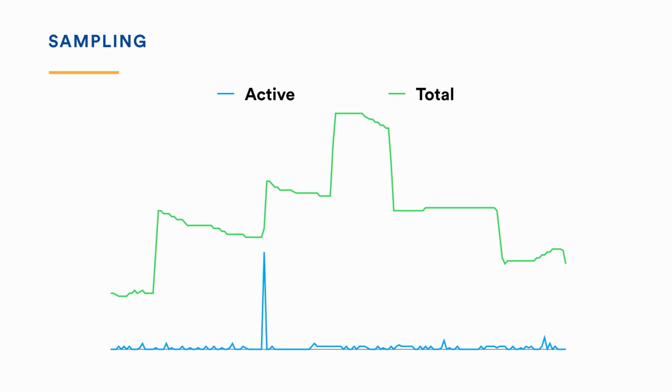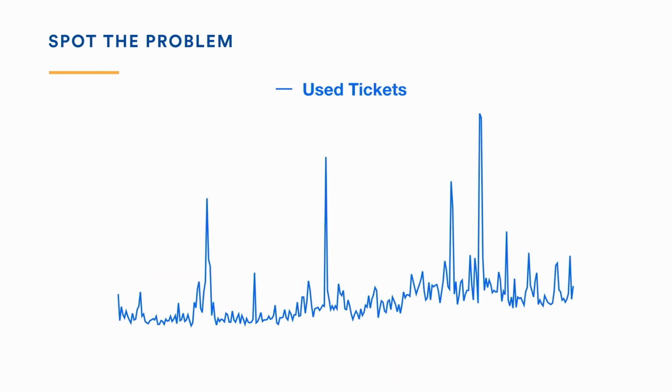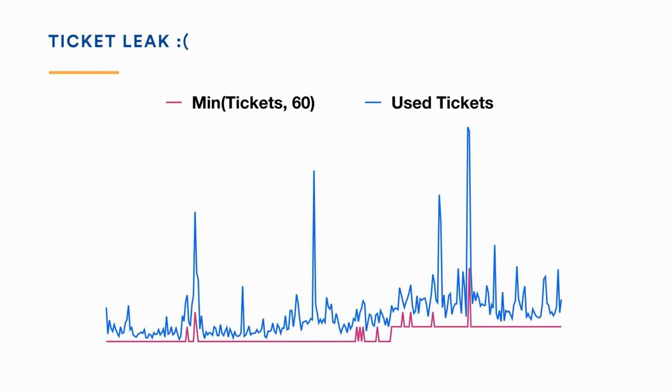The other thing I wanted to talk about: as you can see, here we have a graph of used hosting tickets. Can you spot the problem? Well, it's actually quite difficult to see that there is a problem here. But if we add a derived metric to it, it becomes quite obvious that we've actually got a ticket leak within our system. So this is a real-world example that we use on our production instance to make sure that we always release hosting tickets.